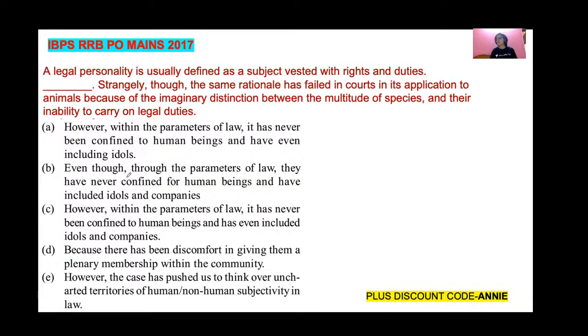Next is a para completion. Next question is on para completion. Please try to solve this question and write your answer in the comments.